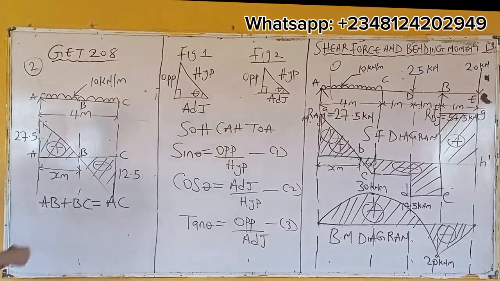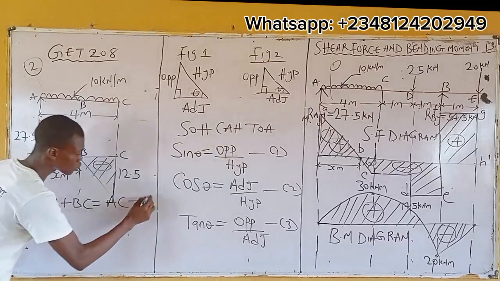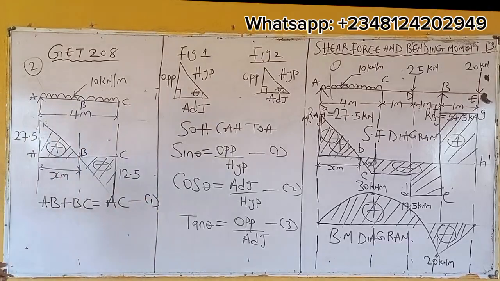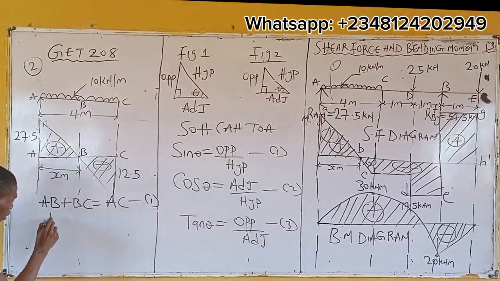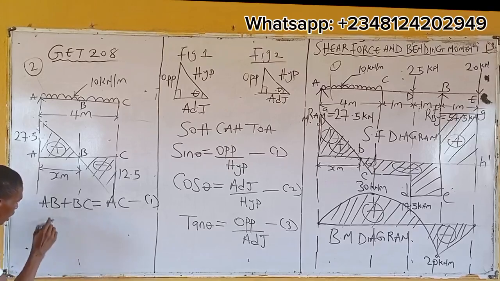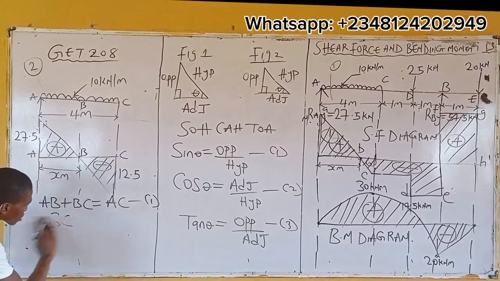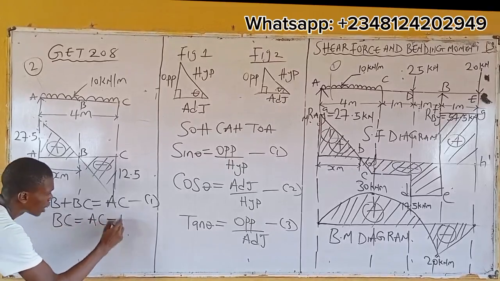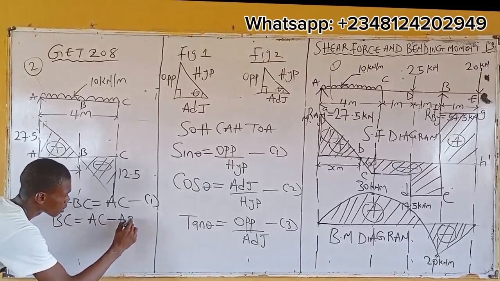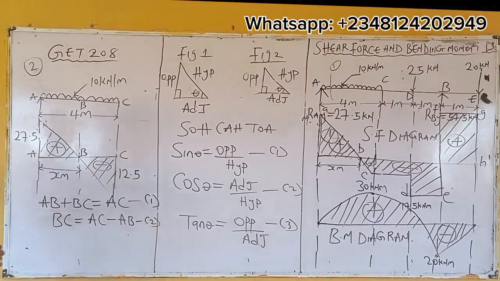Now I said mathematically, AB plus BC is equal to AC. Say this is equation 1. I want to get BC, meaning make BC the subject of the formula. Please let's do this together. BC is equal to AC minus AB. Call this equation 2.